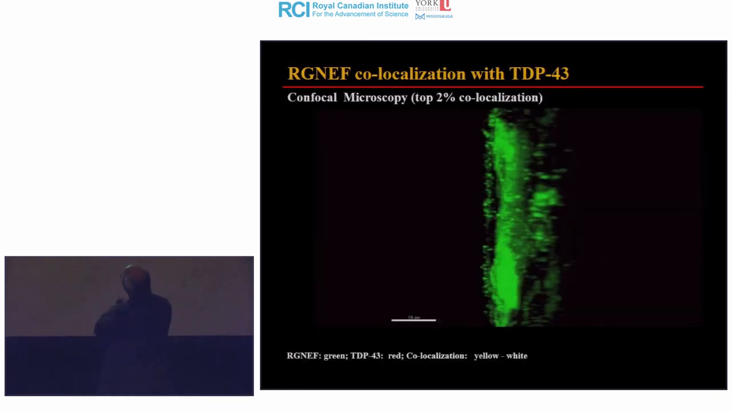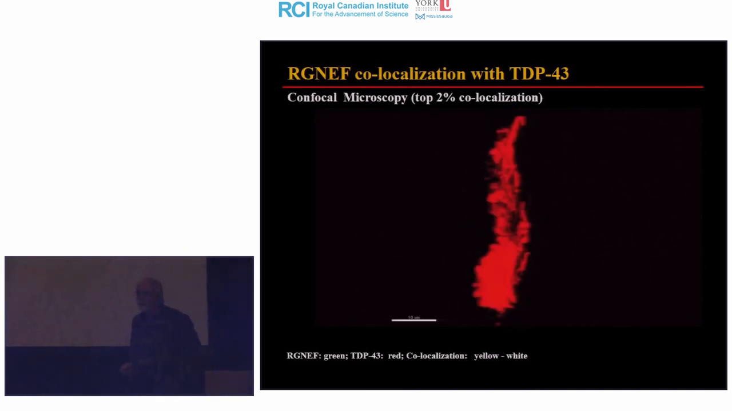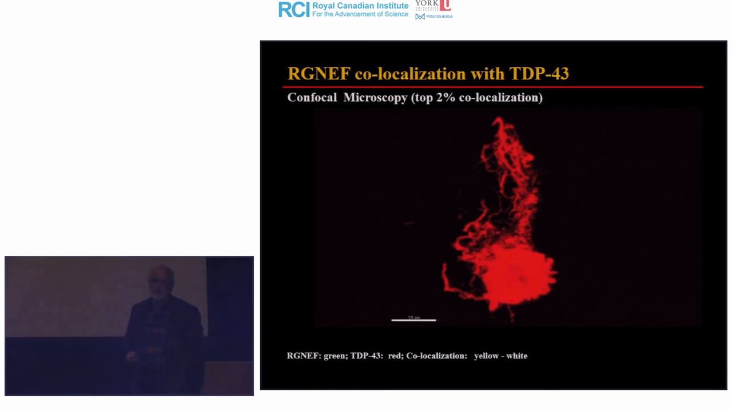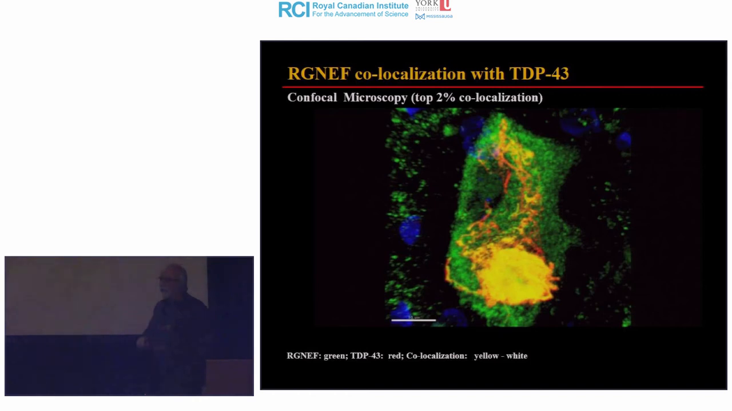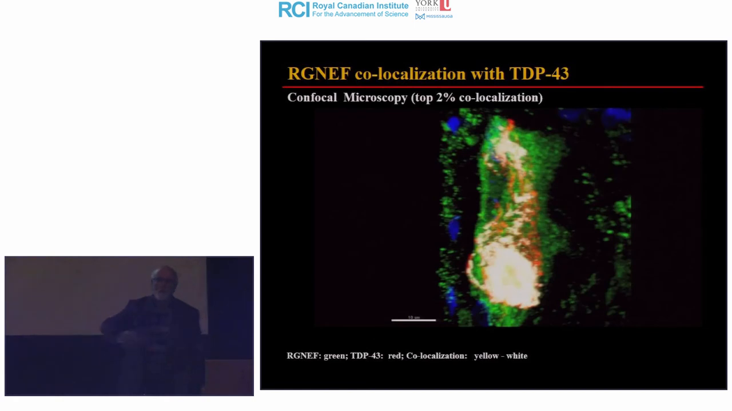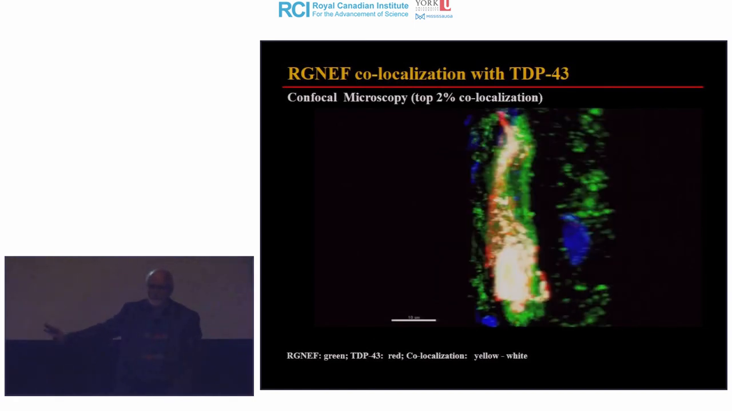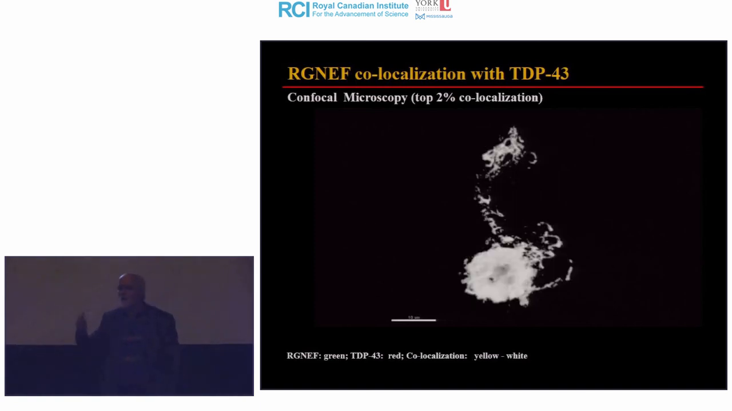RGNEF, big rock, all of these aggregates sitting in here. Next will be the red, which is TDP43. You don't even need to colocalize them. Look at that. They're right on top of each other in the same structure. But let's do it anyways. They're yellow. Let's take the top 2%, make it white. And then let's get rid of all of the background and leave only that single cell. And look at this. Within that spinal motor neuron, we have two RNA binding proteins, not one, abnormal. Two. Okay?